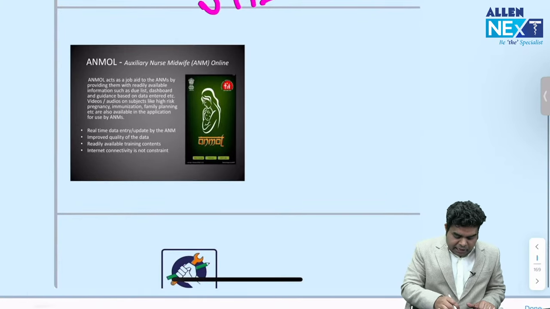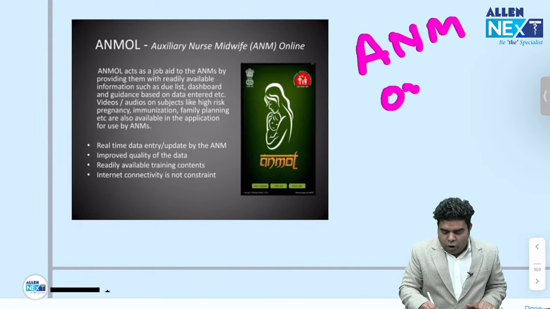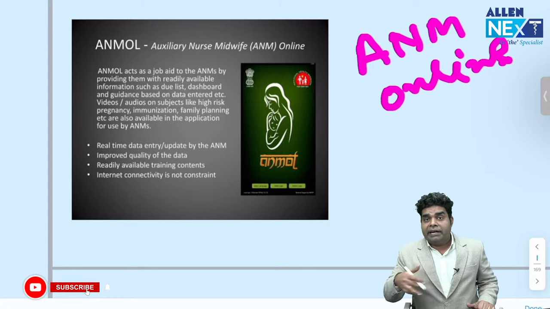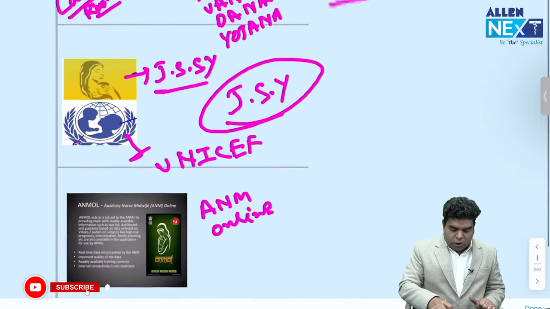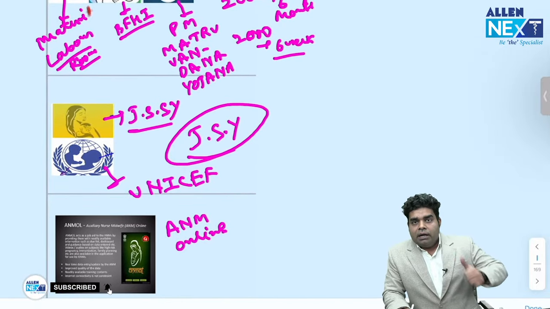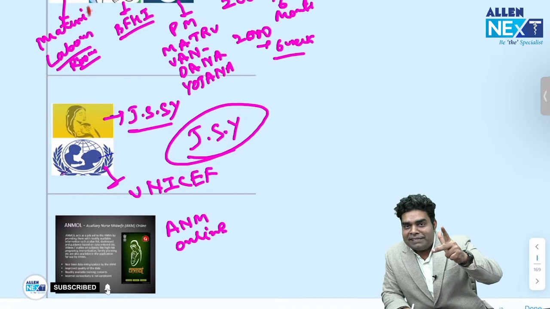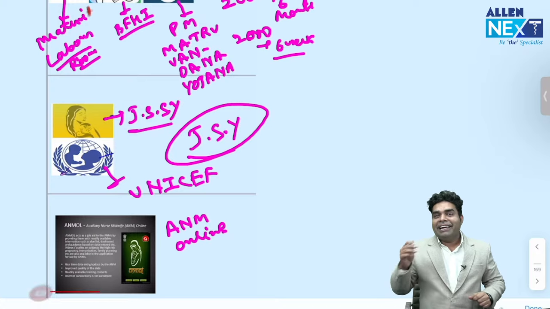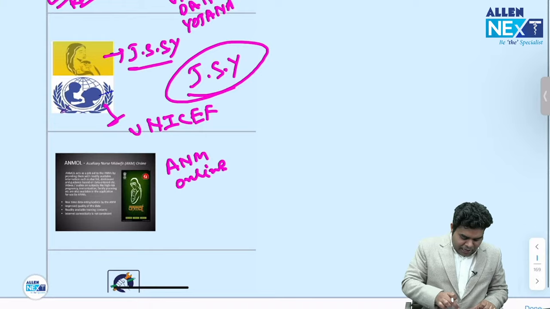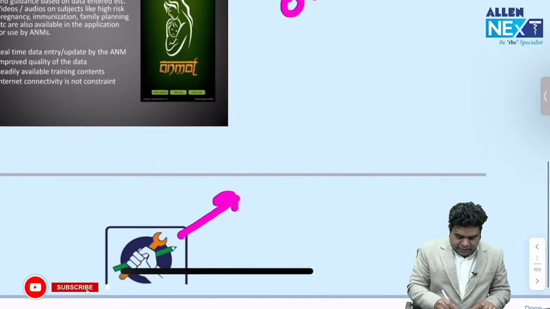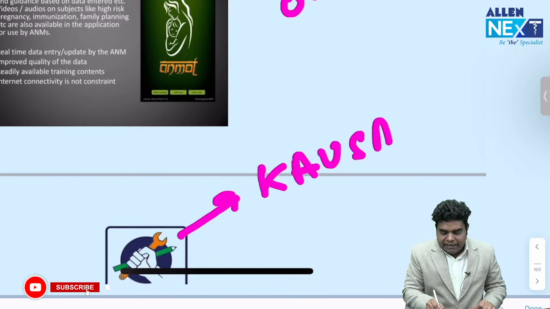Now, if you see a green color mother and green color child, that is Anmol. It is A&M online. It is a software for data entry of high risk pregnancy by A&M. So these are the six logos with mother and child. I hope you remember: black color Laksh, white foreigner BFHI, yellow JSSY, blue UNICEF, green Anmol, and incomplete is PM Matru Vandana Yojana. The last logo, which is half here, is the logo of Kaushal Bharat, Skilled India.